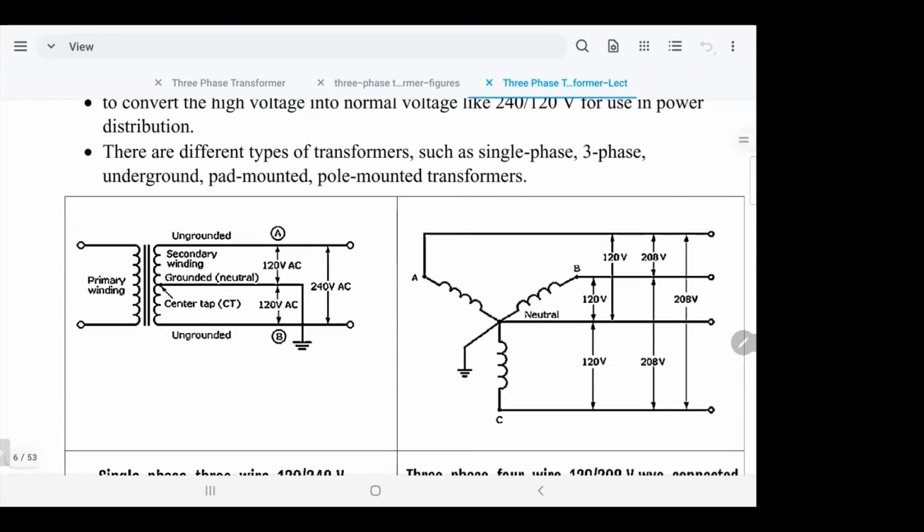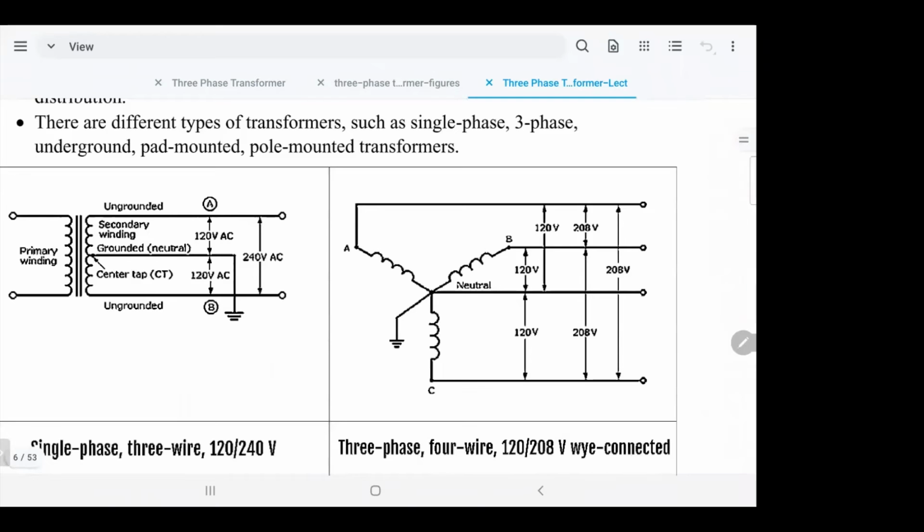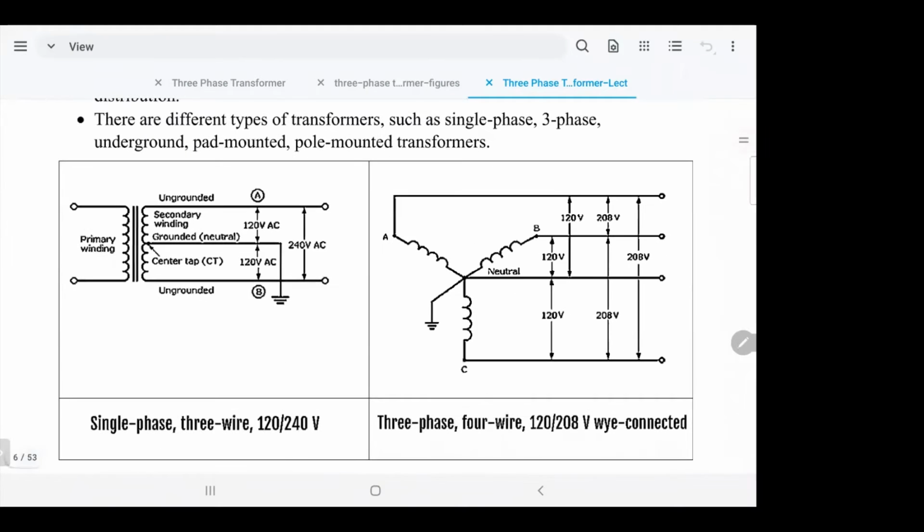I'm sure this one is a single-phase transformer with a center tap. So that's the transformer, and then it will have three wires, or we can say two wires and a neutral, and that's usually inside the house. You'll find that we have three phases here, and that's the three-phase system. We have A, B, C, neutral. So a distribution transformer could be a three-phase transformer, or a single-phase transformer with a center tap.